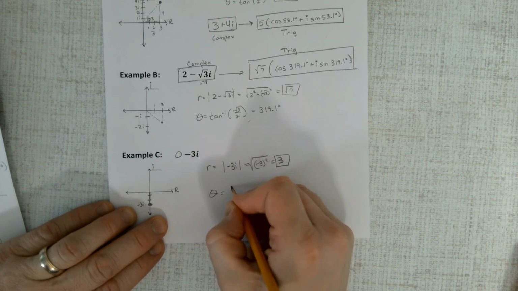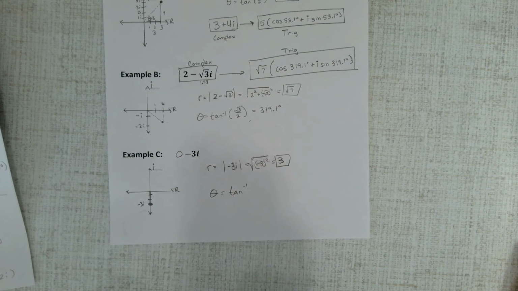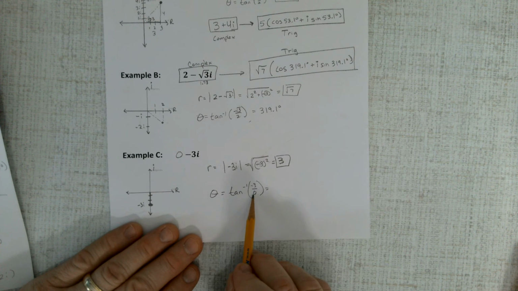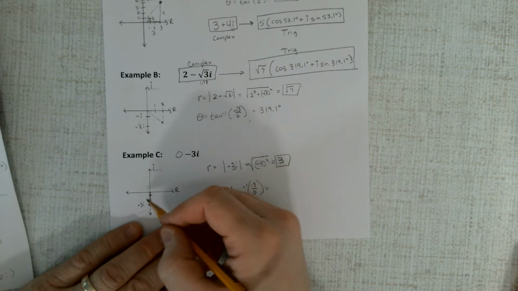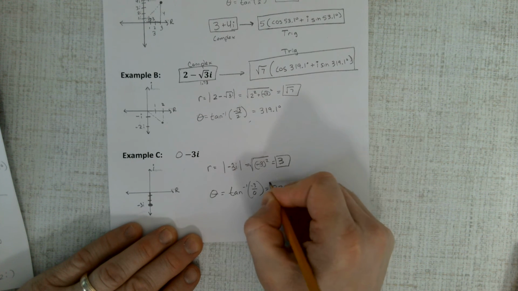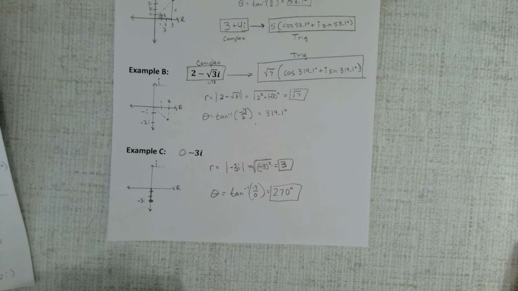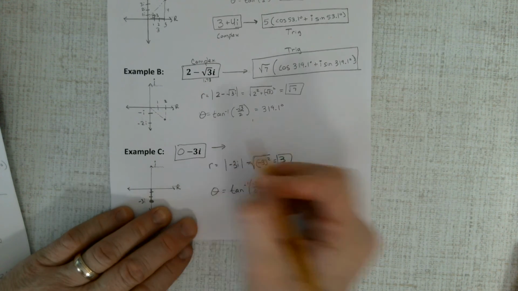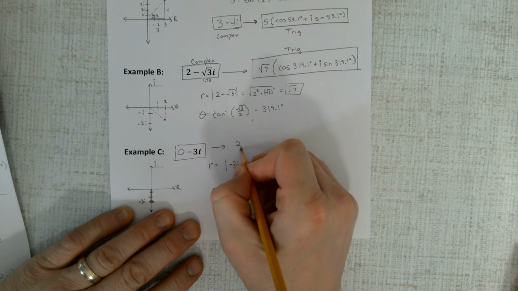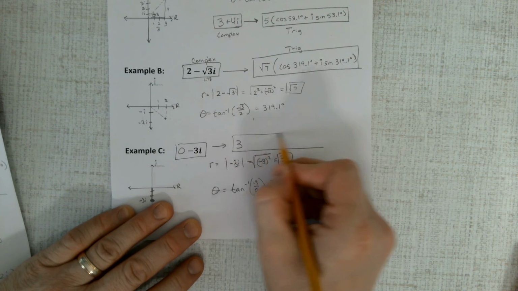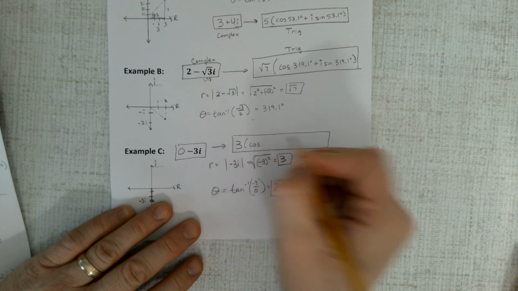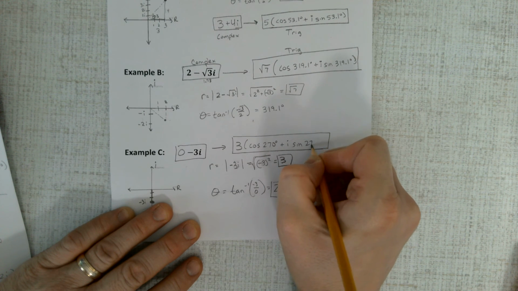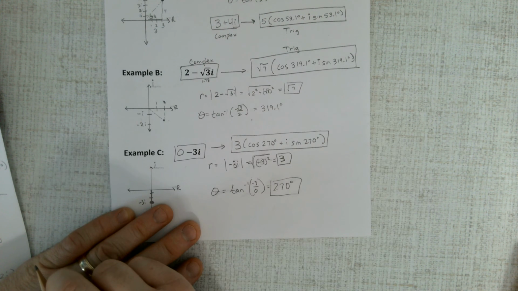Now what is theta? Theta is inverse tangent of b over a, negative 3 over 0. Well, it's definitely going to be undefined, but that doesn't mean the angle's undefined. Where is this going? Well, I think we had this on the quiz a little bit ago. It's going to 270. All right, so let's take this complex number and turn it into the trig form. The trig form would be 3, and what do we have here? Cosine 270 plus i sine 270, and done.